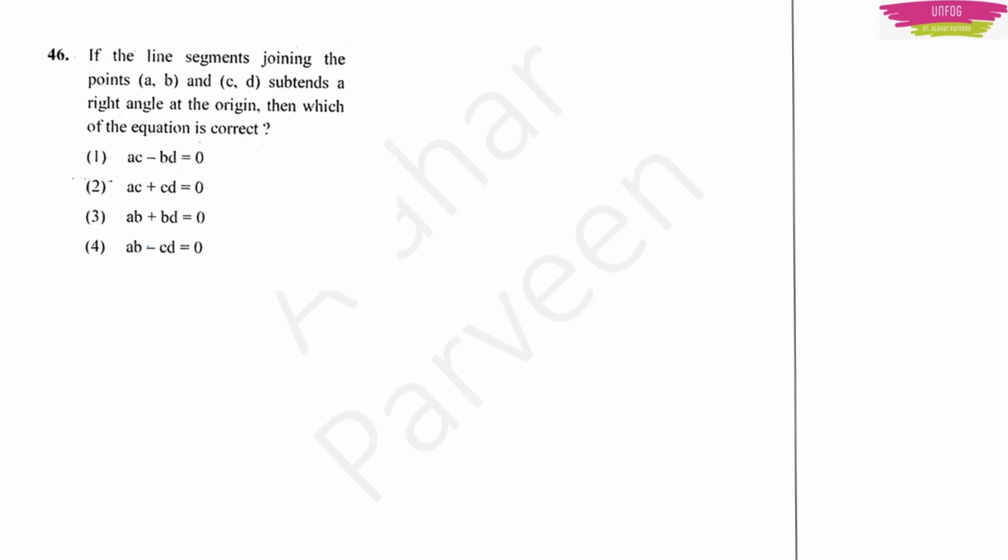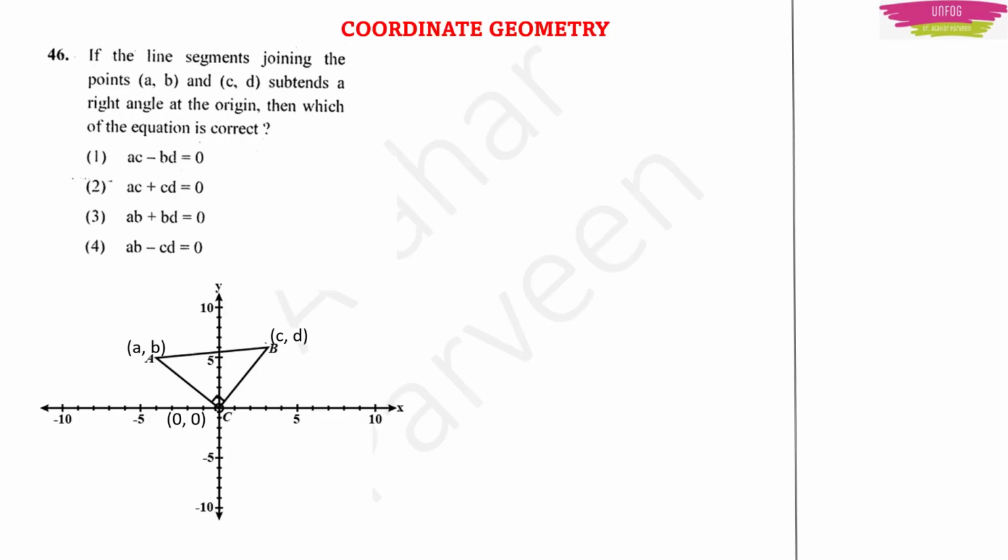Next question. The question is, if the line segments joining the points A, B and C, D subtend a right angle at the origin, then which of the equations is correct? Here, if you are not understanding the question, you can read it again and again. You will understand that this is from coordinate geometry and this will be the figure for this problem. Because they are talking about line segments which are joining the points A, B and C, D, and they are subtending a 90 degree angle, that too at the origin.